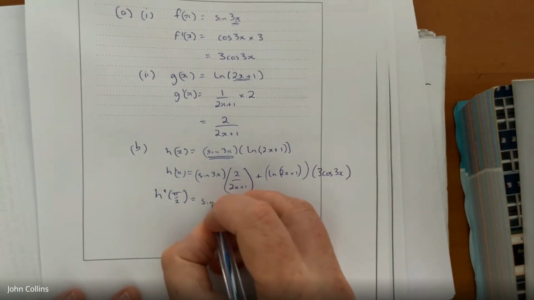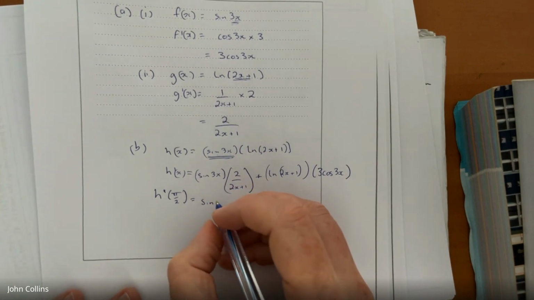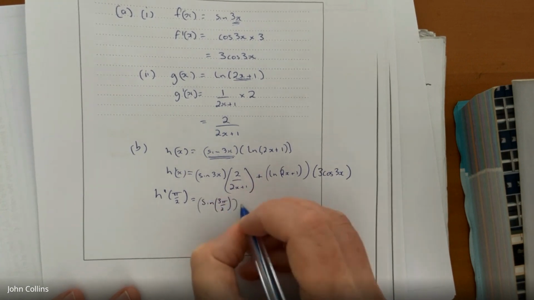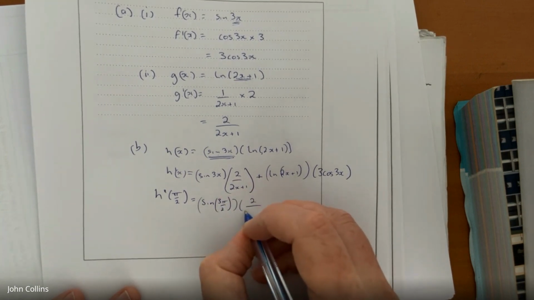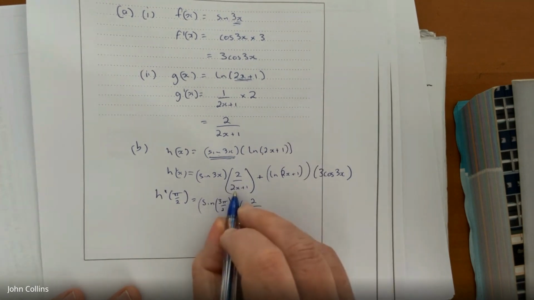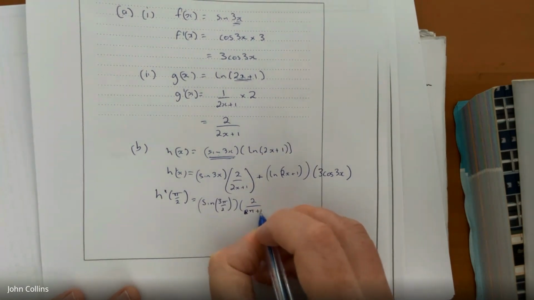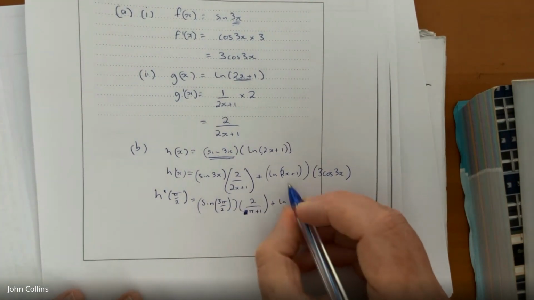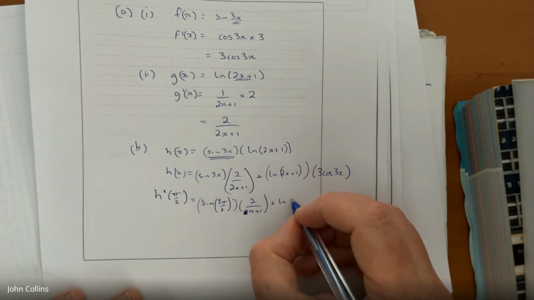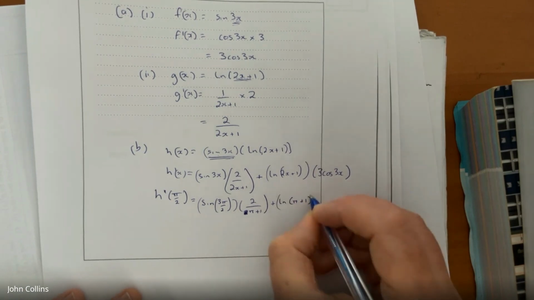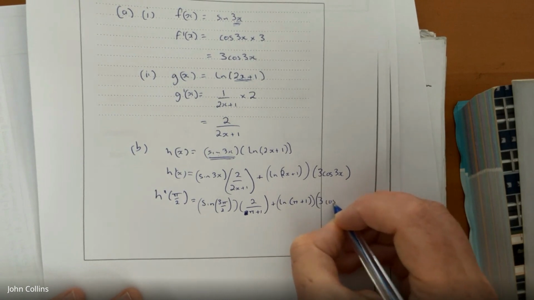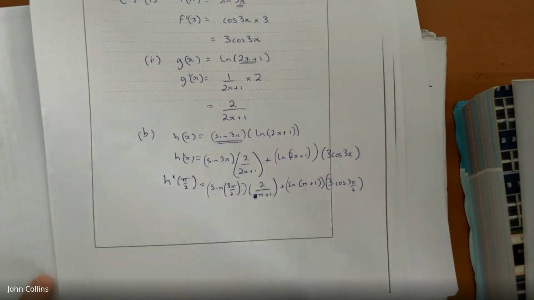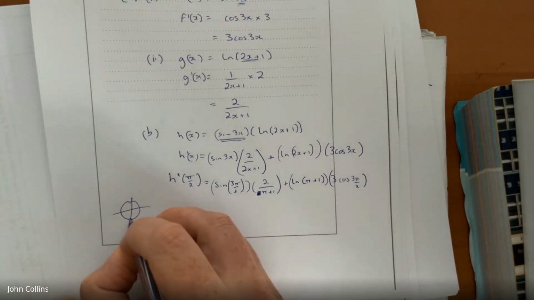So sine 3 times pi over 2 is sine 3 pi over 2. And that's multiplied by 2 over 2 times pi over 2, which is just going to be pi, plus 1. See that? Plus ln of 2 times pi over 2, which is ln pi plus 1, times 3 cosine 3 pi over 2. So it looks like we need to use our unit circle and find out where 3 pi over 2 is. It's down here, of course.